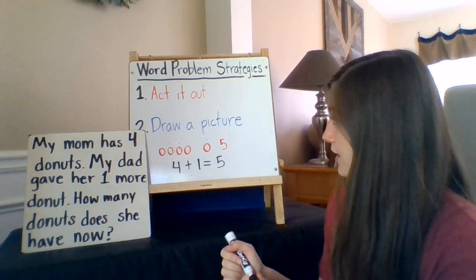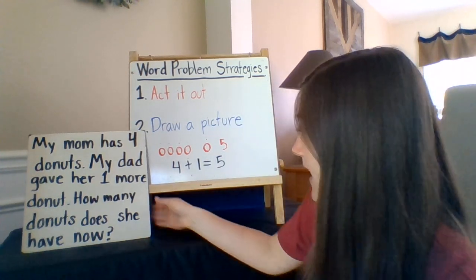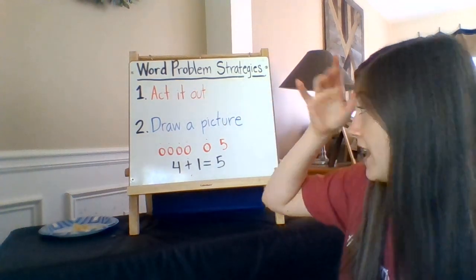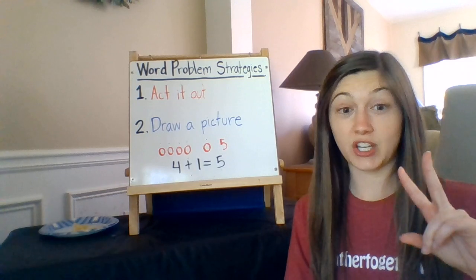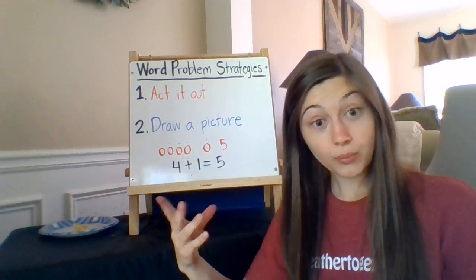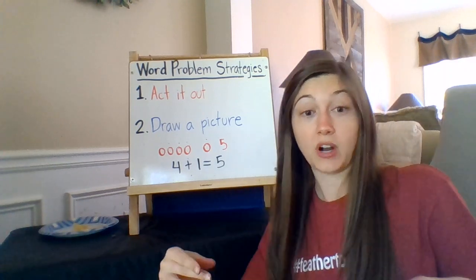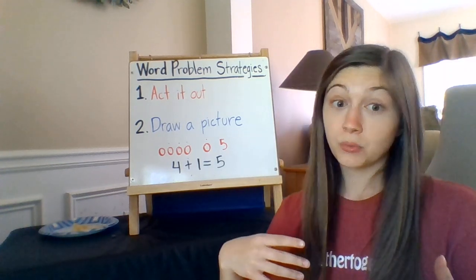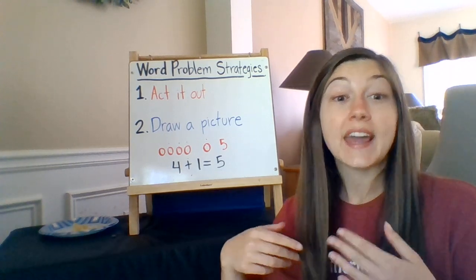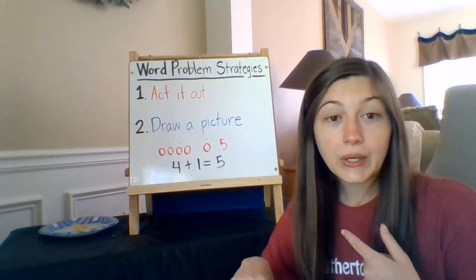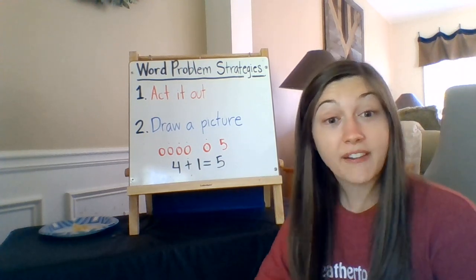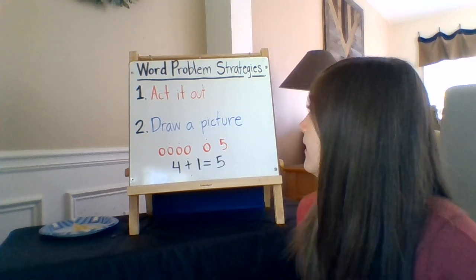Great job. So, let's review what we've done today. Our word problem strategies. We have 2 strategies that you can use. 1, act it out. That means you do the problem at home. You act out the problem. You do it yourself, or you do it with a friend. You don't have to have chips like I did. You could use anything. Any Cheerios, crackers, blocks, crayons, pencils, anything that you have 5 of at your house.